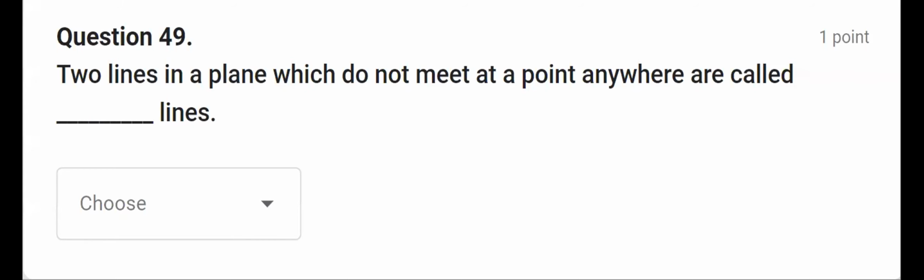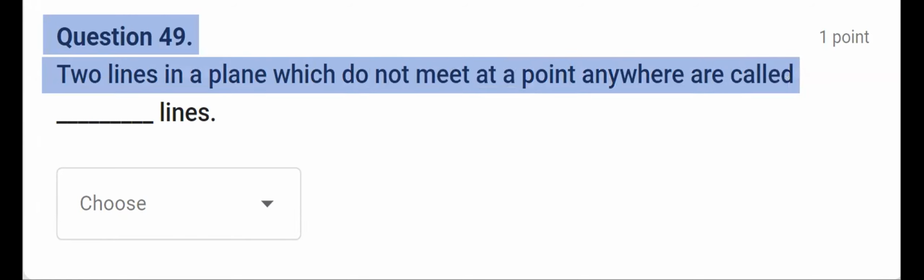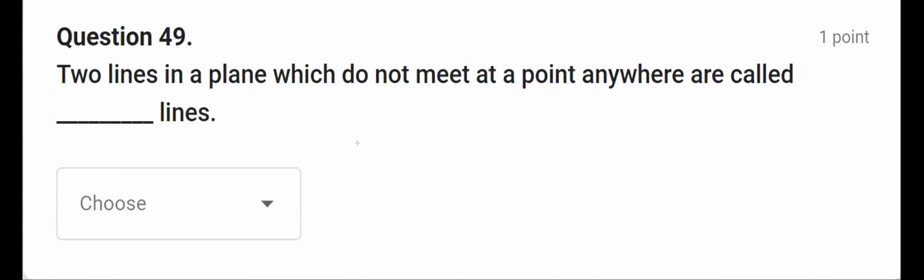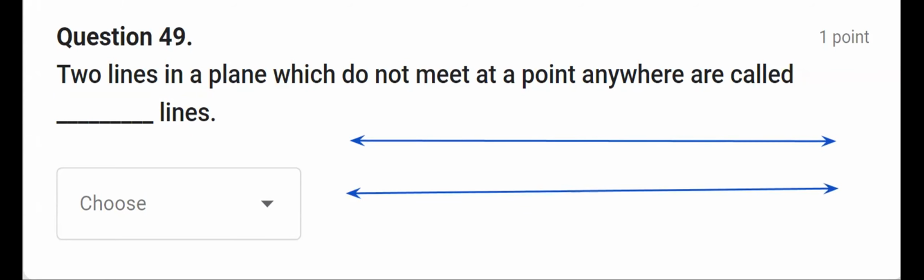In the next question, question number 49, it says two lines in a plane that do not meet at any point are called dash lines. If I draw any two lines, you know that a line has no end point and can be produced infinitely on both sides. These kinds of lines are called parallel lines. As you know, the distance between these two lines will always be the same. So two lines in a plane which do not meet at any point are called parallel lines.